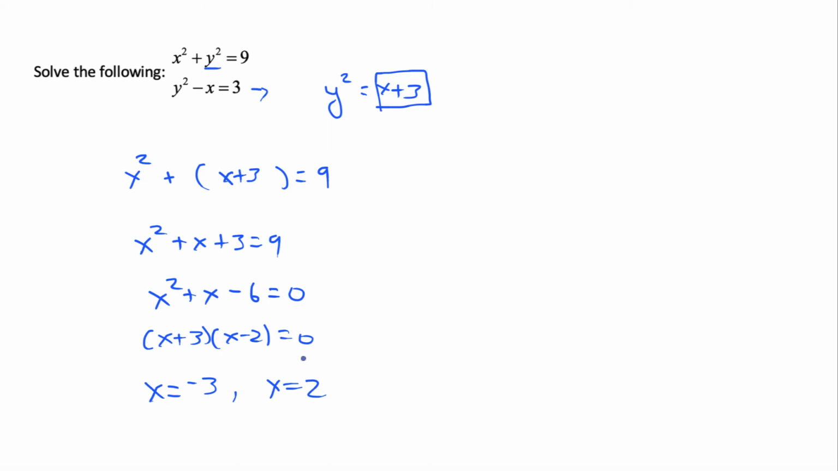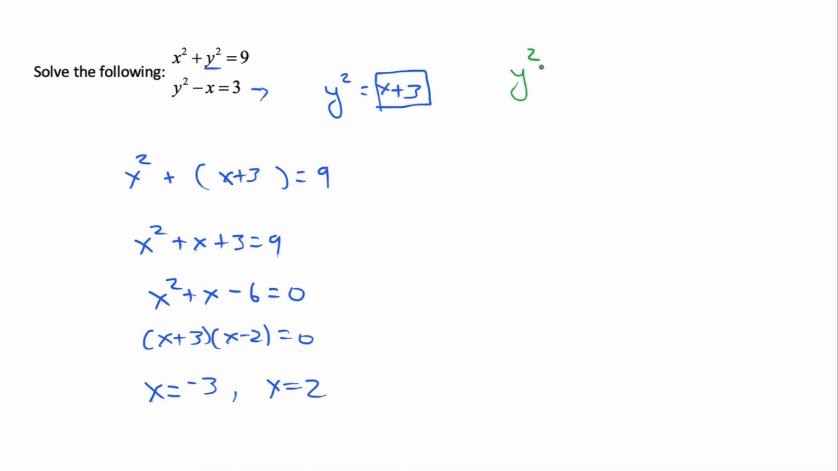So what do we want to do next? Next, we want to plug these back in and get the corresponding y value. So when x equals negative 3, what is y going to equal? And when x equals 2, what is y going to equal? Now you notice that there are two equations here, so we always want to plug it into the simpler equation. So let's plug the x into the bottom equation right here.